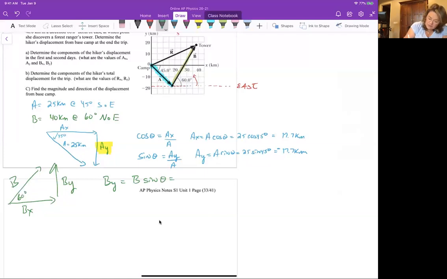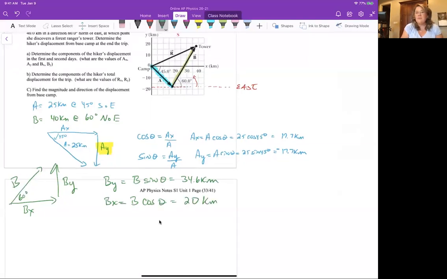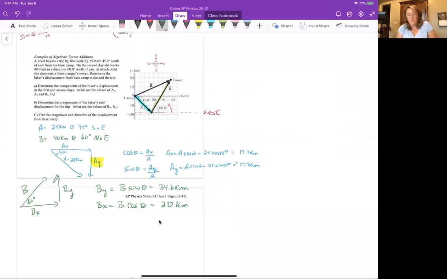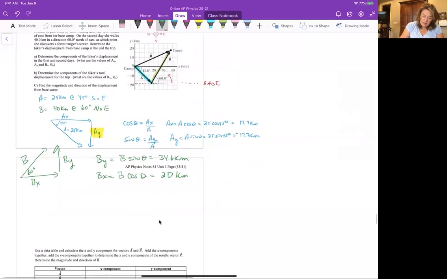34.6 kilometers. Ask yourself, is it positive or negative? It is pointing upwards, therefore it's positive. I know in the x direction, it's the hypotenuse times cosine of the angle, and that will be equal to 20 kilometers. I ask myself, is it positive or negative? It's pointing toward the right. We're assuming that is positive, therefore it's positive.